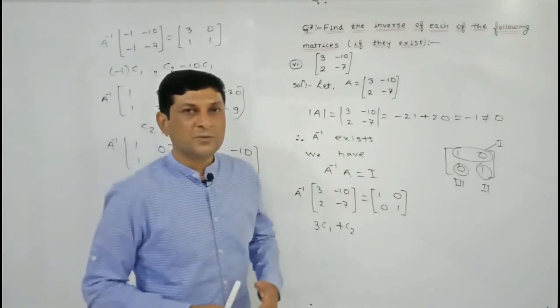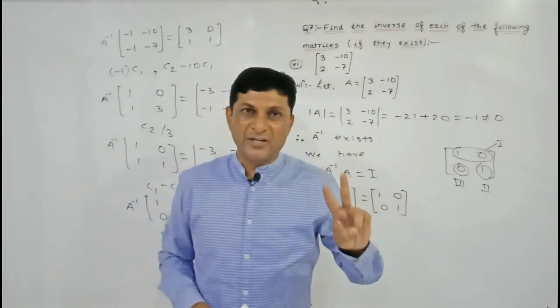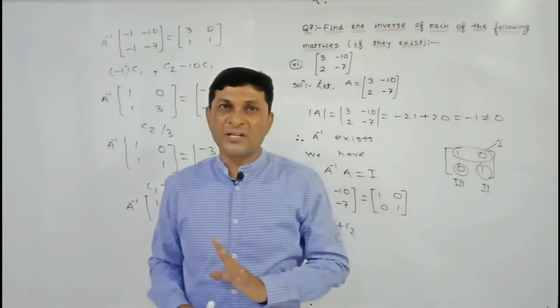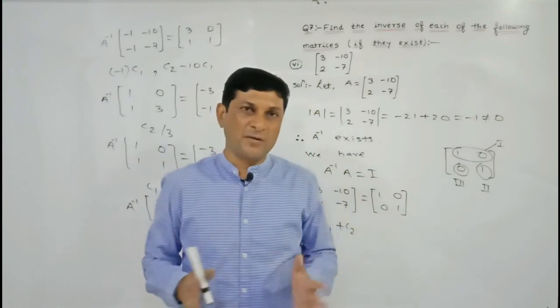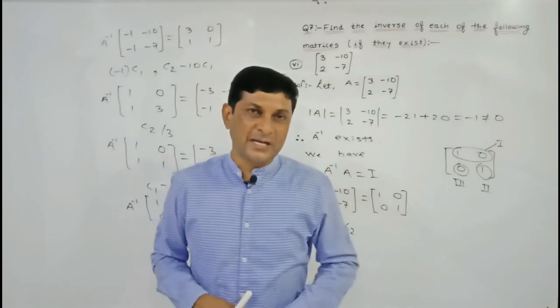So in this way, from this question number 7, we have solved 2 examples by adjoint, 2 examples by row transformation, and 2 examples by what? Column transformation. Again 4 matrices are there, means again 4 examples are there.